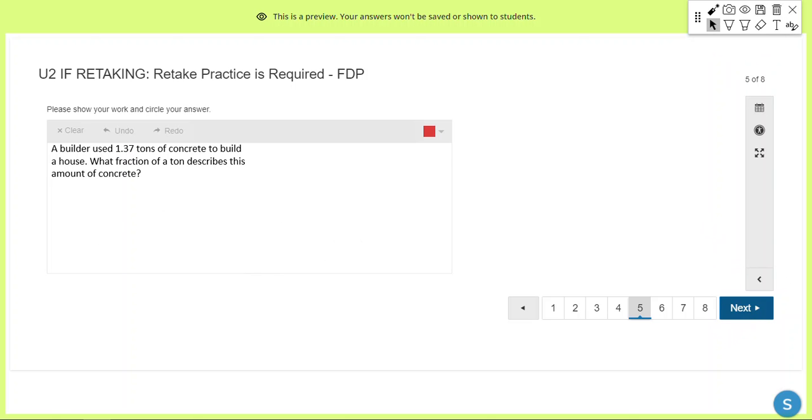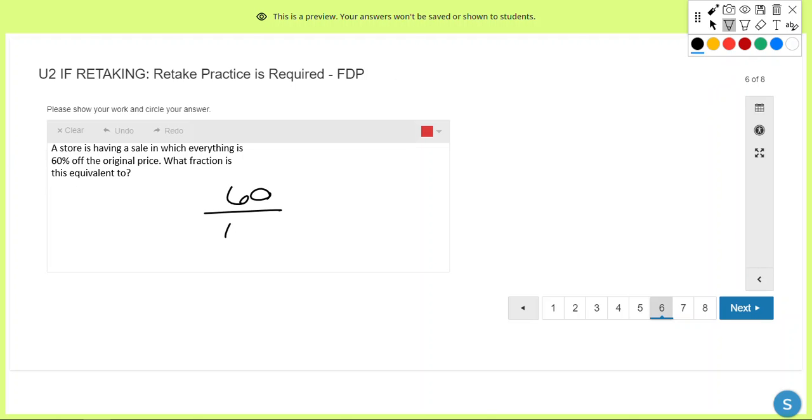For number 6, a store is having a sale in which everything is 60% off the original price. What fraction is that equivalent to? Well, I know a percent is always out of 100. So it's going to be 60 out of 100. And then I can simplify that by 10 because they end in 0, and I'm left with 6/10, but they're both still even, so I can divide by 2 again, and I'm left with 3/5.